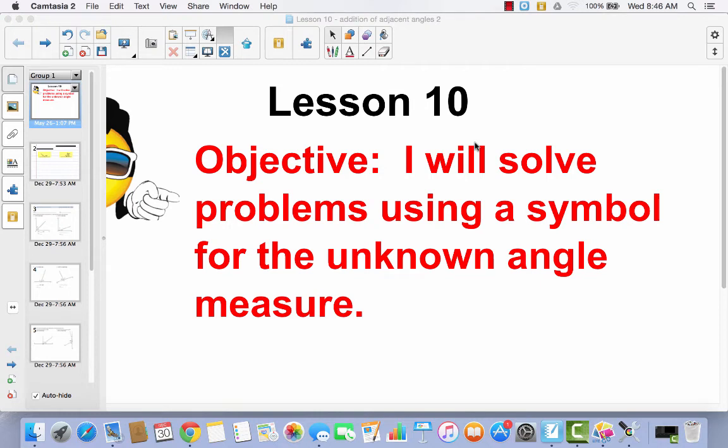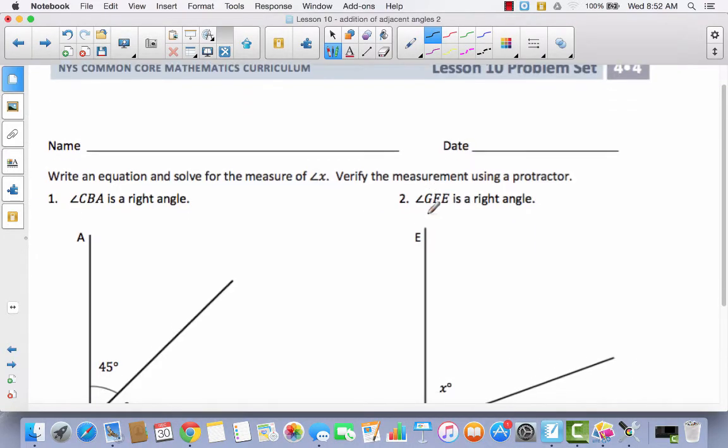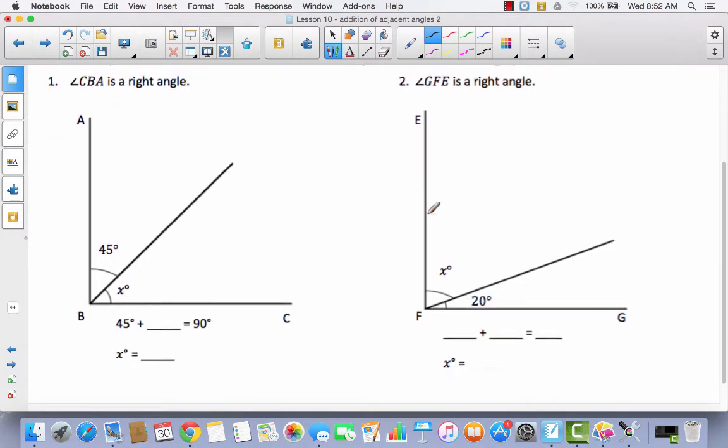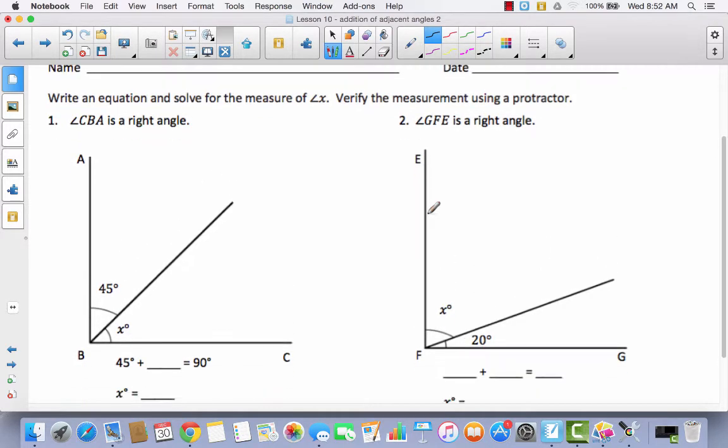Lesson 10, I will solve problems using a symbol for an unknown angle measure. Let's practice this a little bit in our problem set. It says write an equation and solve for the measure of angle x. Verify the measurement using a protractor. Okay, so you will need a protractor here to verify your measurement.